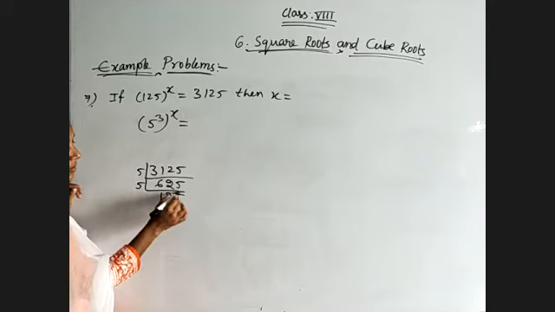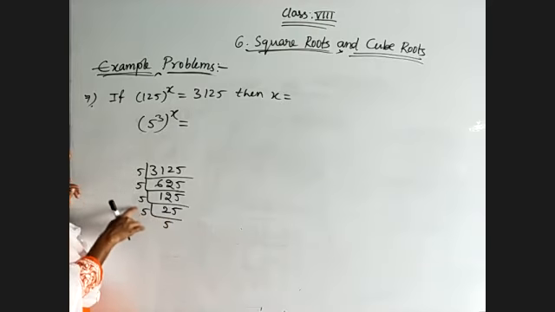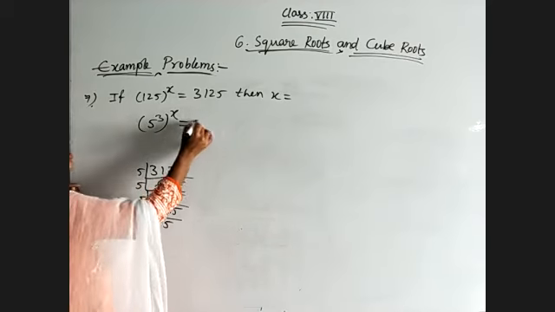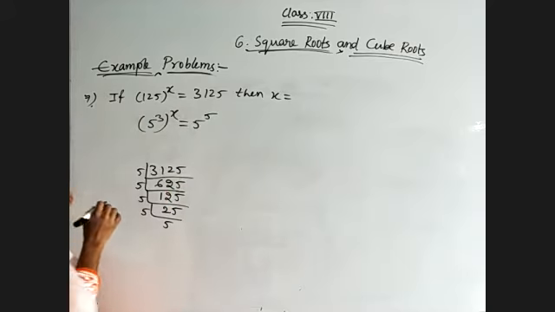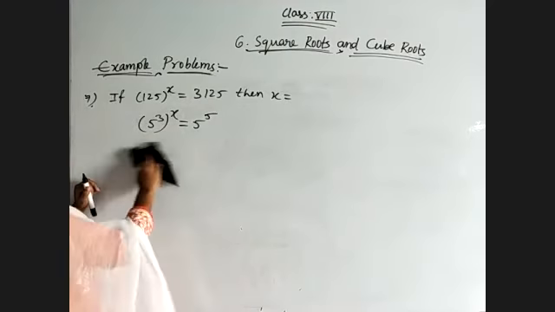Sorry, 5 5s are 25. 5 2s are 10, 5 5s are 25, 5 5s are 25. 1 2 3 4 5, 5 to the power of 5 again. We are using exponential form because the question is given in exponential form.